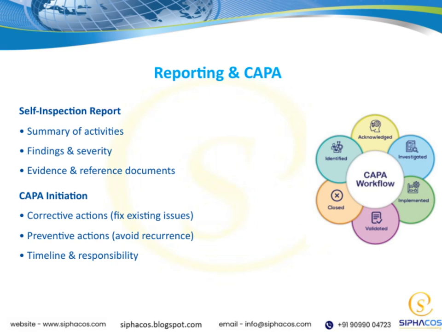Moving on to CAPA initiation. Once we've identified issues, we need to implement corrective actions to fix the existing problems. This could be anything from adjusting a process to replacing a flawed component. But we also focus on preventive actions, which are aimed at preventing these issues from happening again in the future. Setting a clear timeline and assigning responsibilities are critical to ensure these actions are completed effectively and promptly. Overall, reporting and CAPA form the backbone of our quality management system, helping us identify gaps, address them systematically, and maintain continuous improvement.